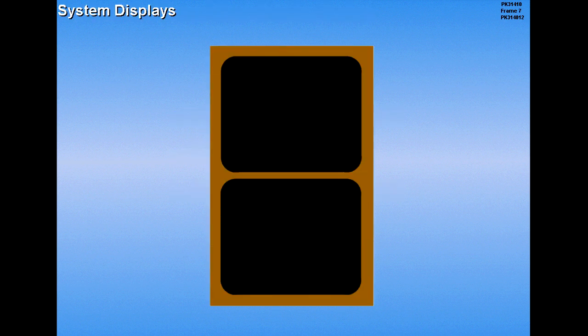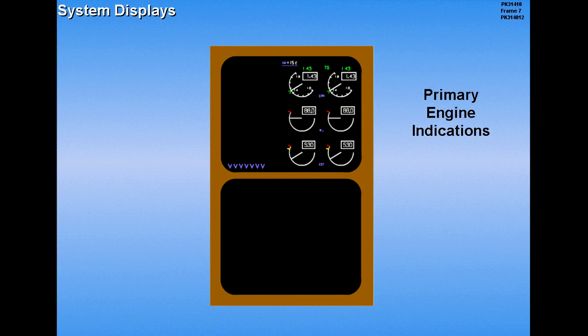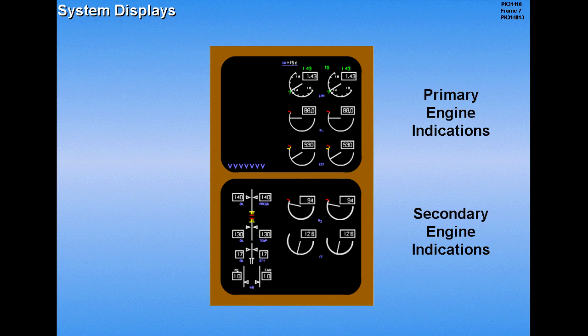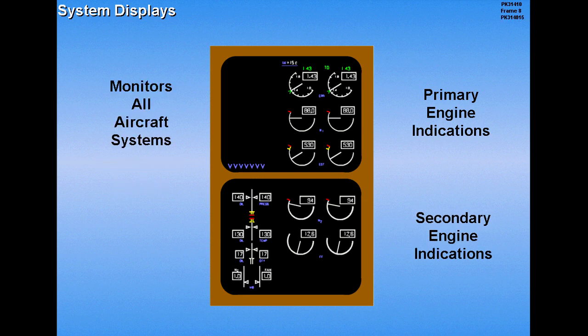During normal operations, the EICAS system displays the primary engine indications on the upper CRT and the secondary engine indications on the lower CRT. These indications will be discussed in the power plant lesson. In addition, EICAS constantly monitors all aircraft systems for abnormal conditions. Should a malfunction occur, an alert message will appear in the top left corner of the upper display.